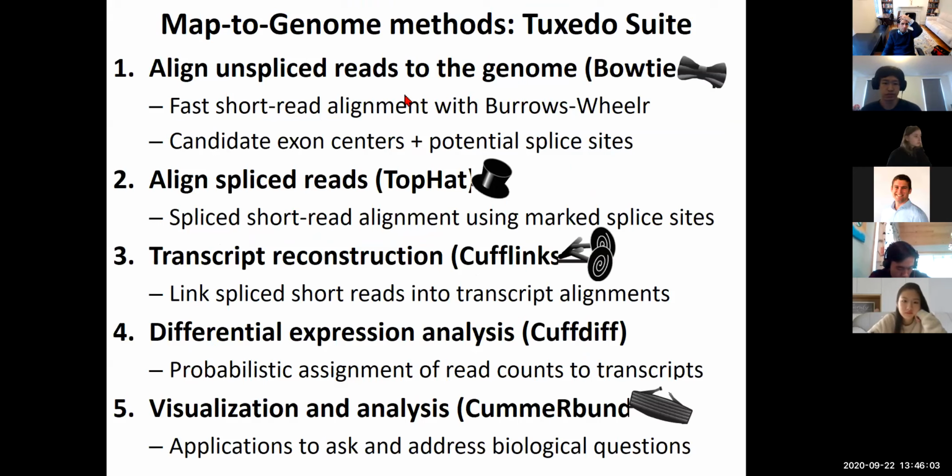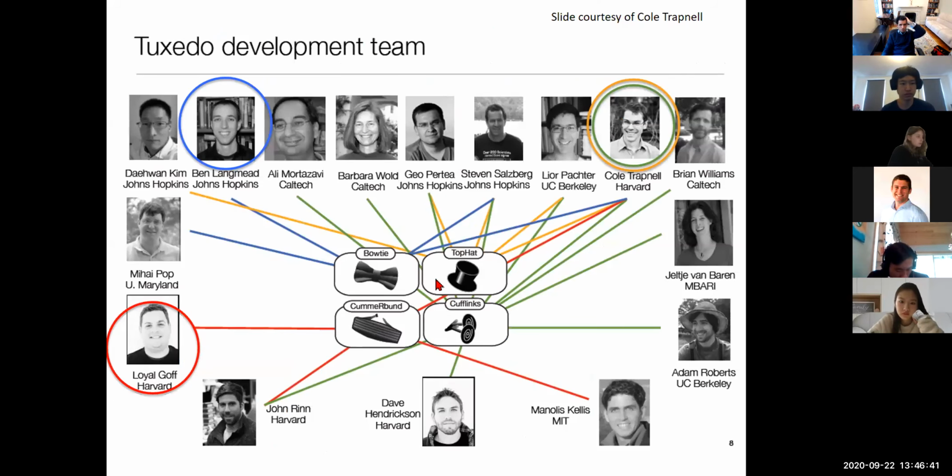So the map-to-genome methods basically start with first an alignment of unspliced reads to the genome. And at the core of this is a super, super fast short read alignment using the Burrows-Wheeler transform. Okay, so that's called BWT for short. And then the program Bowtie is reminding you of this BWT. That was the first program that was used for mapping these short reads very, very fast. And we're going to talk about how Bowtie works.